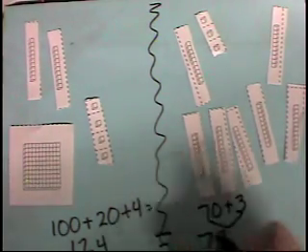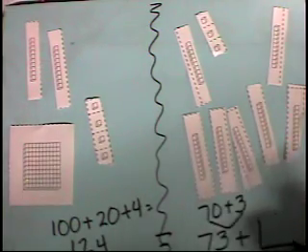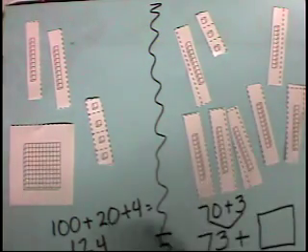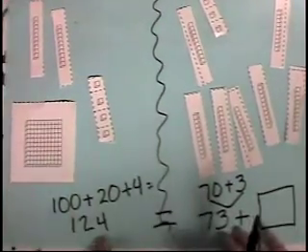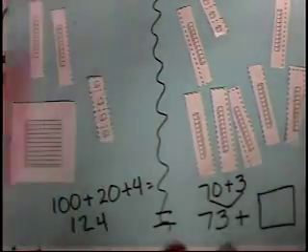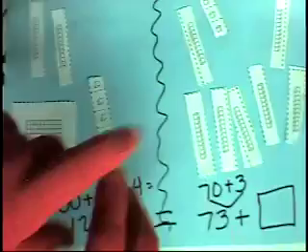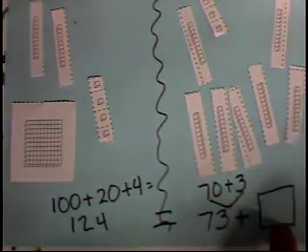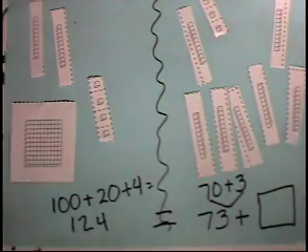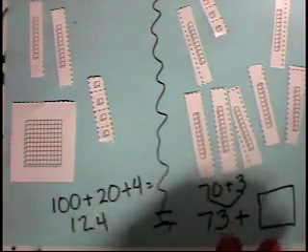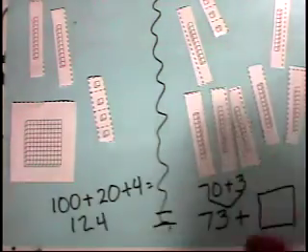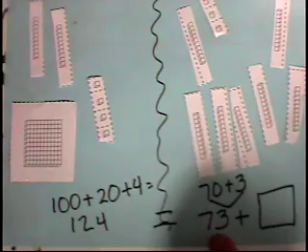I want to know, what do you need to add to this side to make your equation, 124, equal to 73 plus what? I'm really excited because that's like algebra. There's a missing thing. Okay, well, I'm going to have to add some more rods and some more unit cubes, maybe.